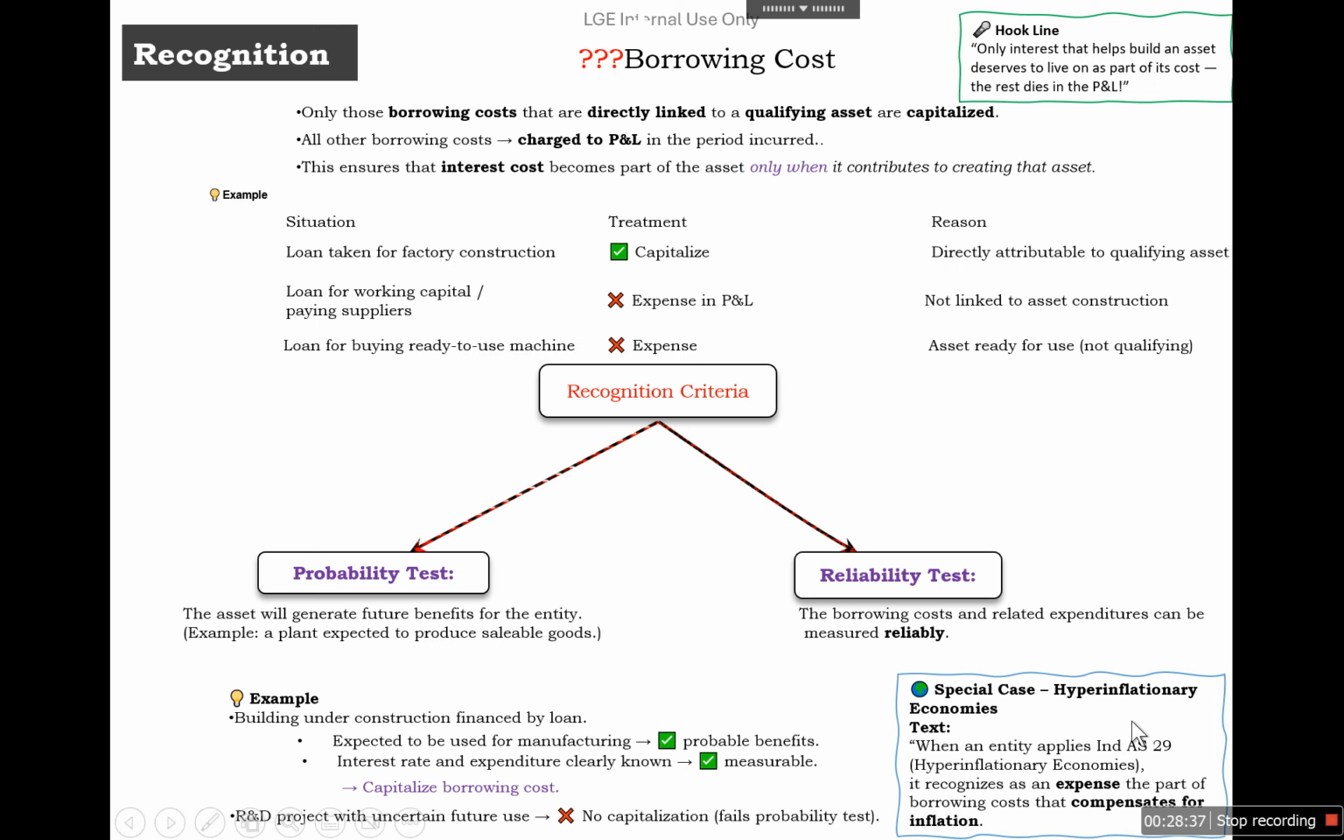And there is a specific case in respect of hyperinflationary economies. In this case, when an entity applies Ind AS 29, it recognizes as an expense the part of borrowing cost that compensates for the inflation. Similarly for the exchange rate difference.